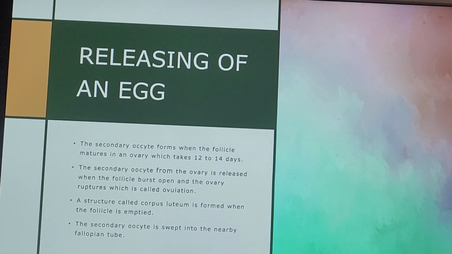The secondary oocyte begins meiosis II but only completes it if the egg is fertilized. Releasing of an egg. The secondary oocyte forms when the follicle matures in an ovary, which takes 12 to 14 days. The secondary oocyte is released from the ovary when the follicle bursts open and the ovary ruptures, which is called ovulation. A structure called the corpus luteum is formed when the follicle is emptied. The secondary oocyte is swept into the nearby fallopian tube.